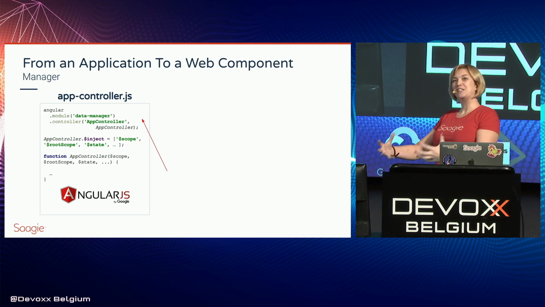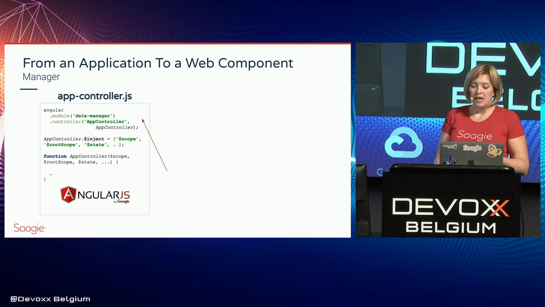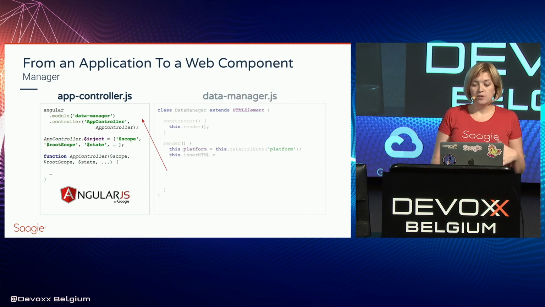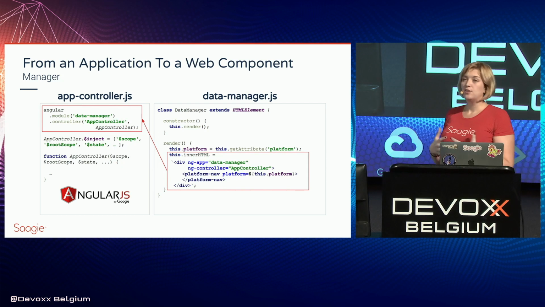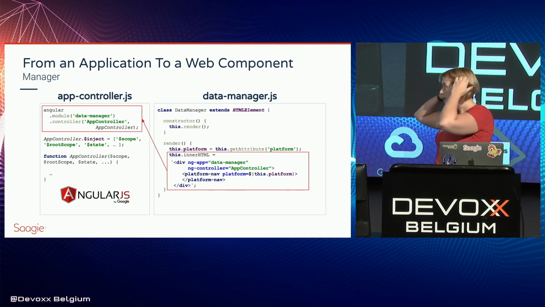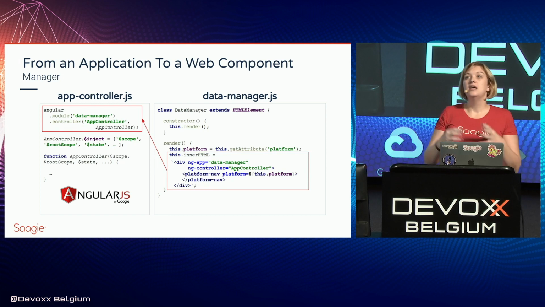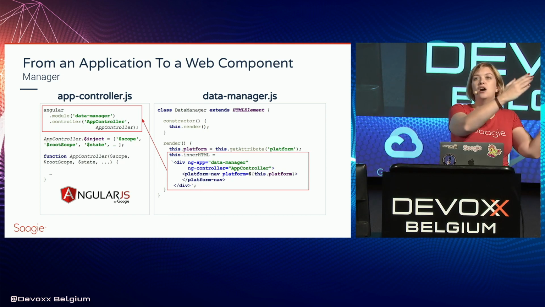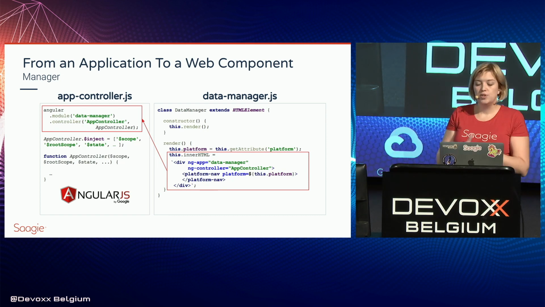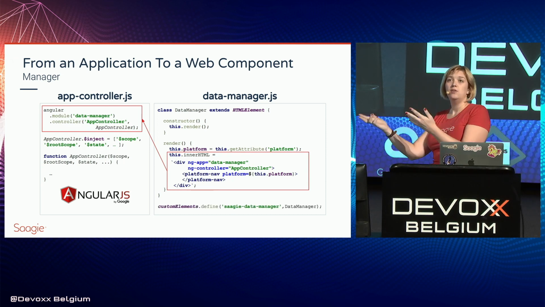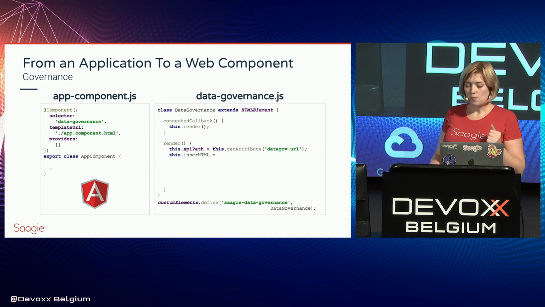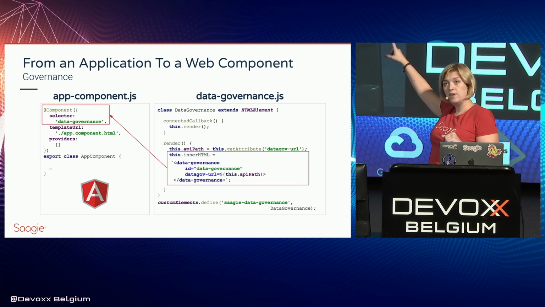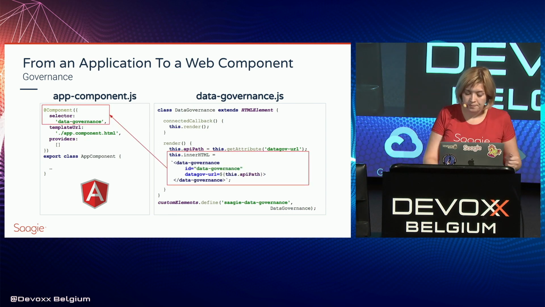How do you transform an existing application into a web component? With AngularJS, it's very, very simple. You're going to declare your web component as you would do normally. And in the render method, you're going to create a div. And this div is going to have as parameters the ng-app and the ng-controller of your application, basically like you would do normally. And then outside of that, you just register your component, and you're done. It's even easier with Angular, because with Angular, you just have to take your top-level component, and you're done.